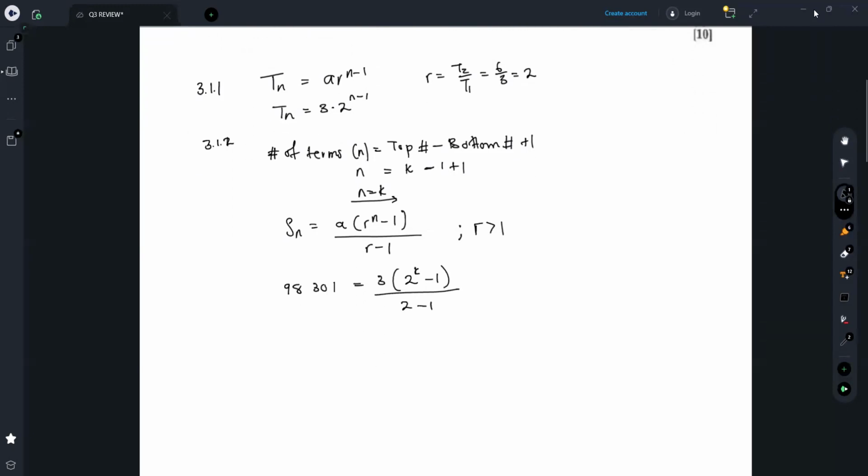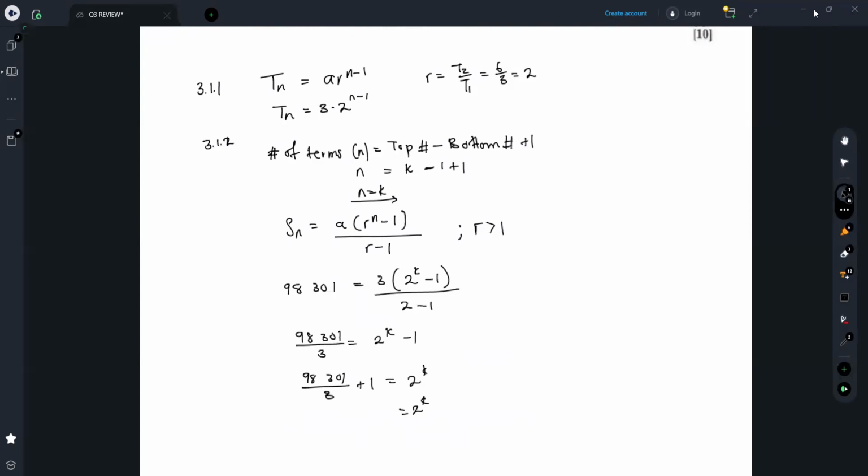Okay, so now 2 minus 1 is just 1, and we have to divide both sides by 3. So we're going to have 98301 divided by 3 is equal to 2 to the power k minus 1, like that. Okay, and now we can take this 1 to the other side. So we have 98301 all over 3 plus 1 is equal to 2 to the power k. And now what are we going to have then? What should be our value in this case?